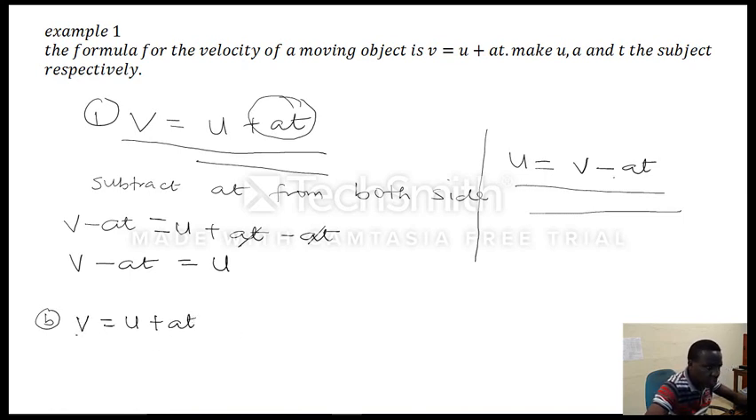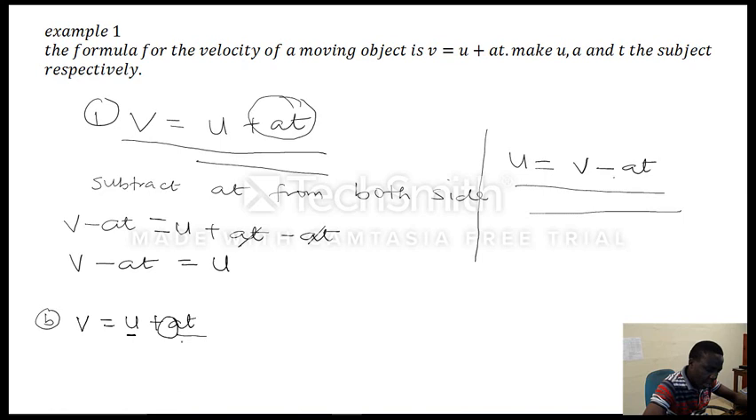V is equal to U plus AT. Now, in order for me to make A the subject of the formula, all I have to do is to first of all undo what has been done. You will discover that U is being added to AT. So to make A the subject of the formula, I'm going to first of all move U to the other side before I undo the multiplication of A and T.